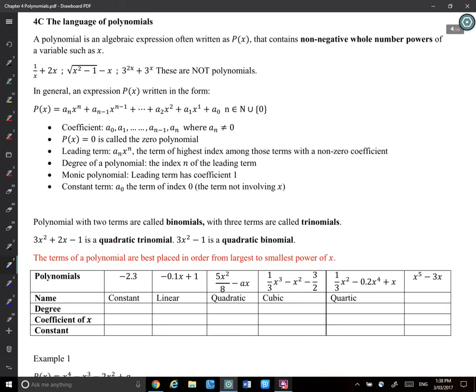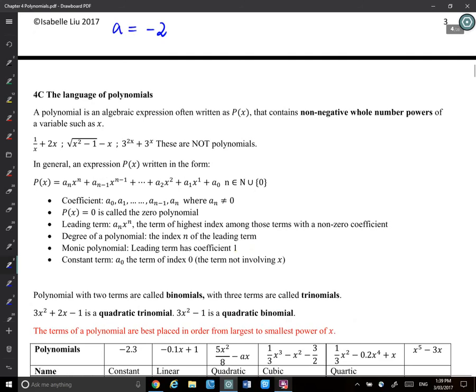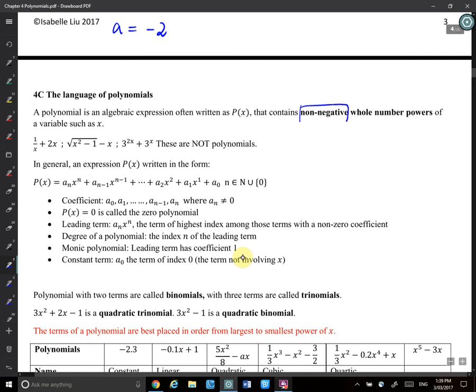Next page, language of polynomials. So we learned polynomials last year, and we know a polynomial is a_n x to the power of n plus a_(n-1) x to the power of n minus 1, and so on, in decreasing order of the powers. So first of all, to make this a polynomial, we need to have non-negative, and we need to have whole number, and that needs to be powers.